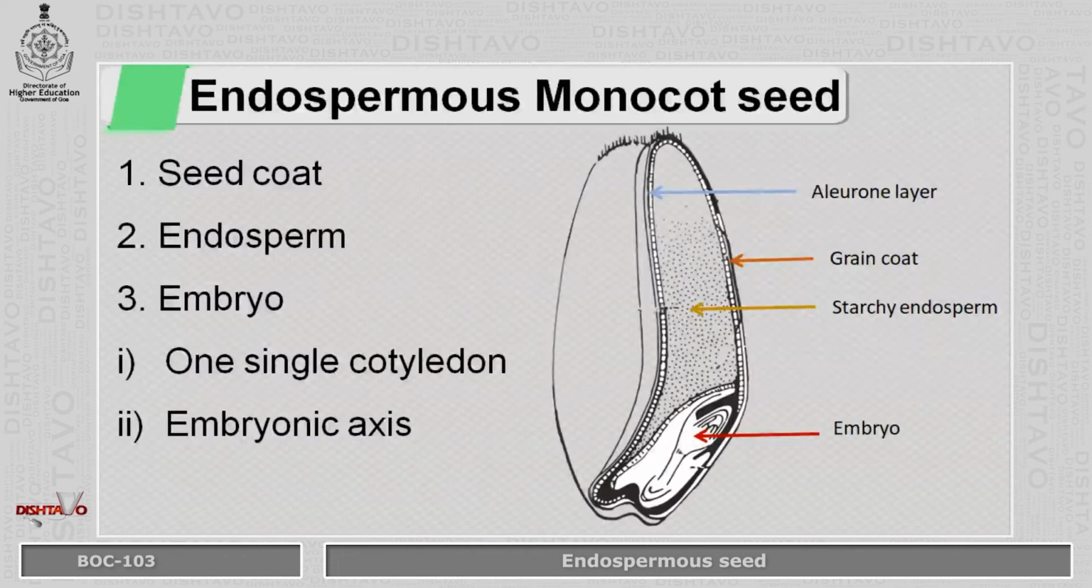Now we are going to learn the endospermous monocot seed. Just like dicot, these endospermous monocot seeds are again divided into three: seed coat, endosperm, and the embryo. The embryo can be classified as a single cotyledonous embryo and has an embryonic axis. In case of dicot, it had two cotyledons. In case of monocot, it has only one cotyledon.